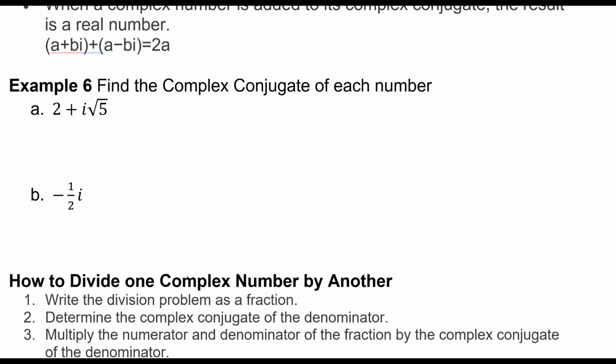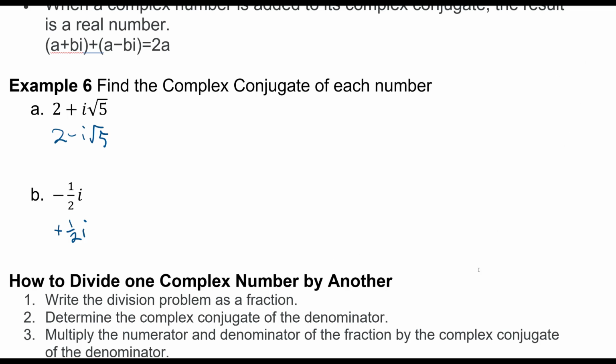So find the complex conjugate of each number. Well, this complex conjugate is going to be 2 minus i times the square root of 5. And then this other one, the complex conjugate, is going to be positive 1/2 i. There's no real part, so we just have that. And that's the idea of complex conjugates.